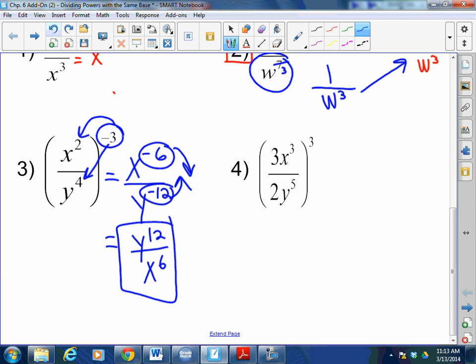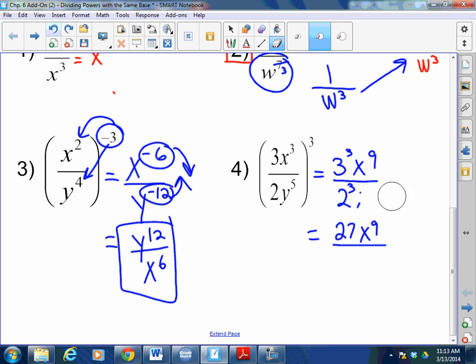3x cubed divided by 2y to the 5th, raised to the 3rd power. It's going to be 3 cubed x to the 9th over 2 cubed y to the 15th. So this is 27 x to the 9th. I'm sorry, that's not an x to the 15th, that's a y. Thank you, sir, for catching that. I appreciate that. So 27x to the 9th over 8y to the 15th.